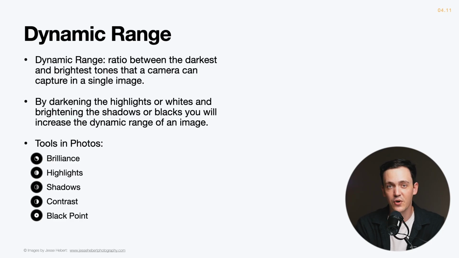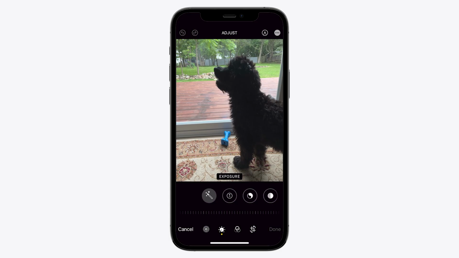There's many tools in photos that can alter our dynamic range. The first one is brilliance, which attempts to do that process of darkening highlights and brightening shadows. By sliding to the right, you're going to increase that dynamic range. By sliding to the left, you're going to decrease that dynamic range. You can also do this manually by using the highlights tool, which targets the brightest parts of your image, and using the shadows tool, which targets the darker parts of your image.